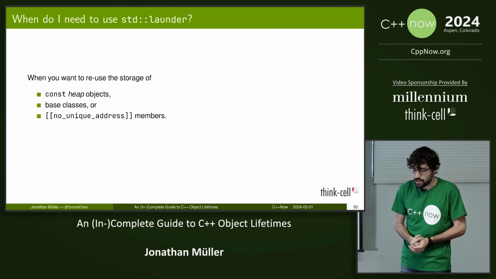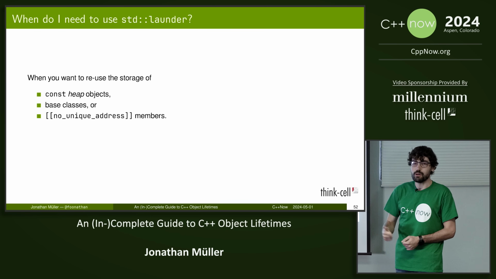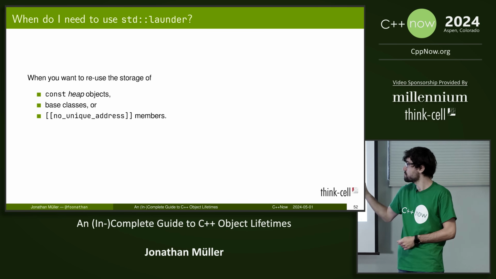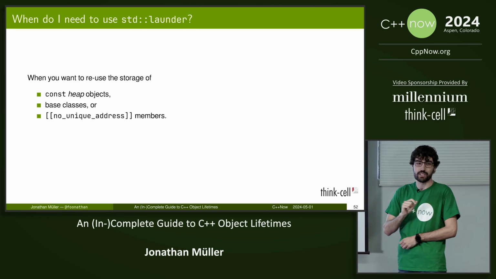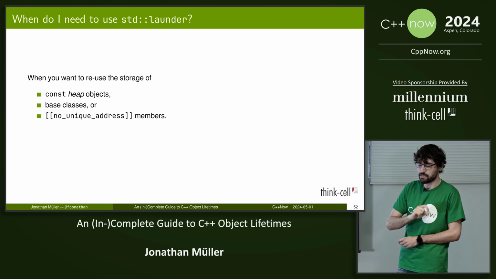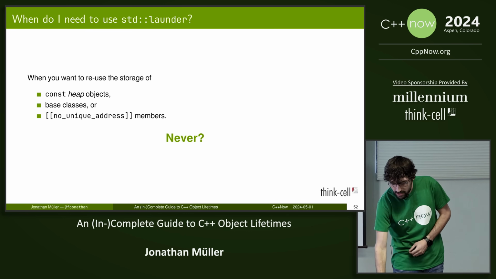So when do you want to use launder? Well, when you want to reuse the storage of const heap objects. Because remember, if you have a const non-heap object, you can't reuse the storage anyway. Only for const heap objects. Base classes honor unique address members. So in other words, never.